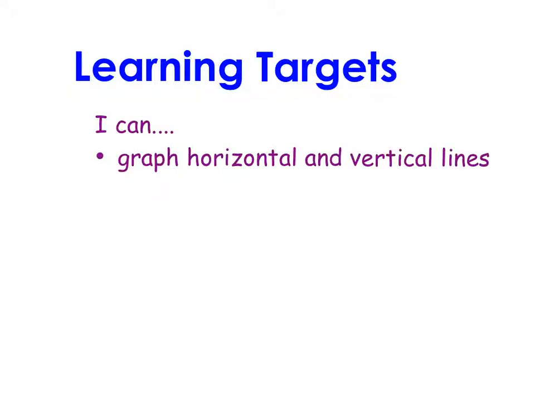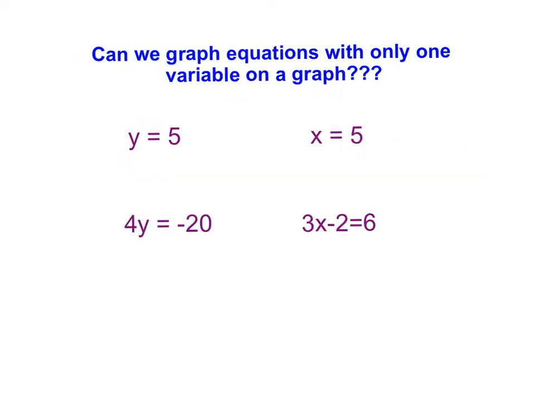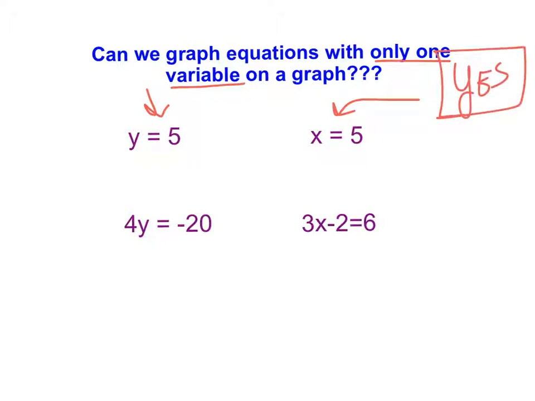So in this video, we are going to talk through how to graph horizontal and vertical lines. So far, most of the graphs that you've seen have contained two variables, both an x and a y. And the discussion we're going to have today is, can we actually graph equations with only one variable? So things that look like the following. So here we have y equals 5 or x equals 5. Can we graph those? And the answer is yes, and that's what we're going to focus on today.